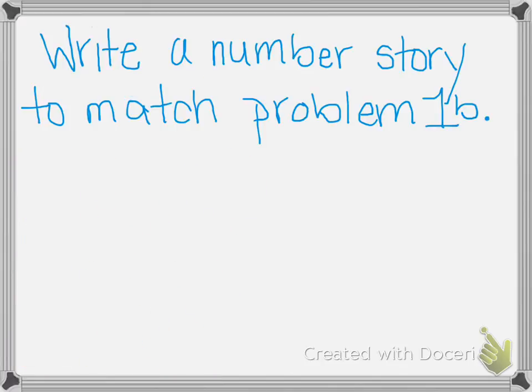And the last one says write a number story to match problem 1A. So my answer could be Mary had 1/5 of a pan of lasagna to split among herself and 5 friends. How much of the pan of lasagna did each friend get? So you need 1/5 of something and you're dividing it among 6 of something. So make sure your number story makes sense.